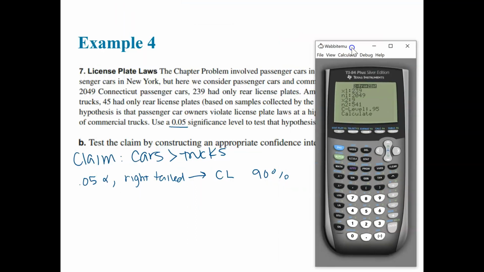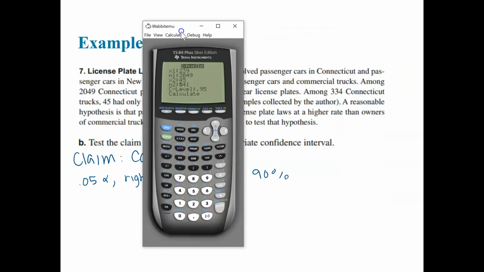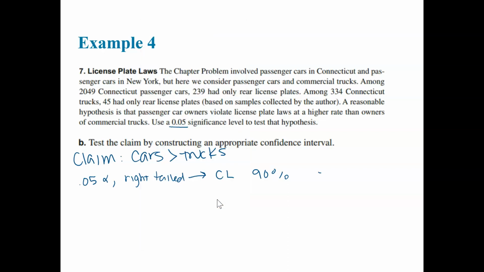And our cars, we have 239 and 2040, but now our X2 is 45 out of, what's our total? 334. And we're doing a 90% confidence interval. And we get negative 0.051. So we get negative 0.051, less than the difference between the two proportions, which is less than 0.0148.